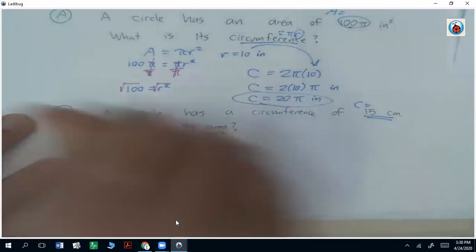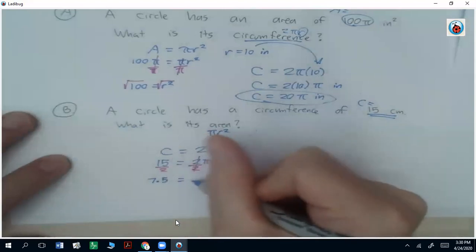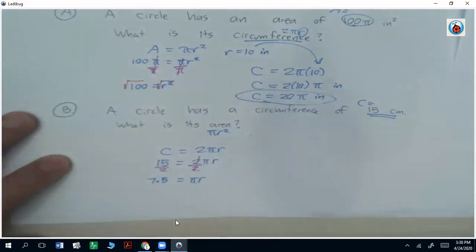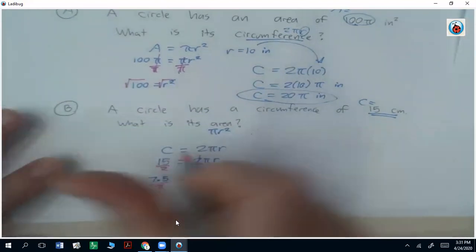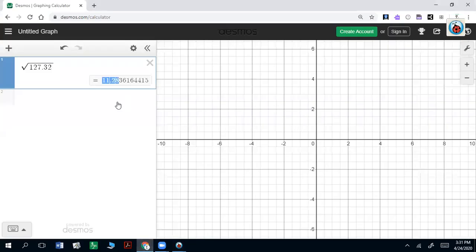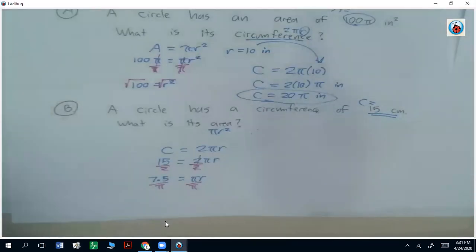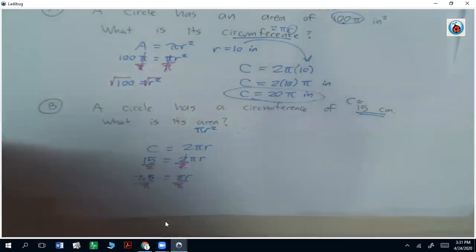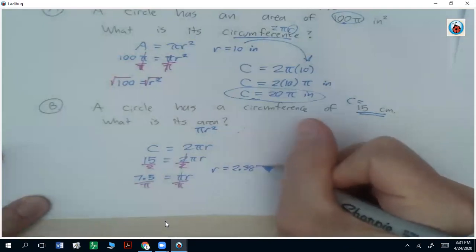So 15 divided by 2, 7.5. And then we're going to divide both sides by pi. So 7.5 divided by pi. Let's see what we get. So 2.387. So my radius is 2.387. And I'm not going to round that anymore.